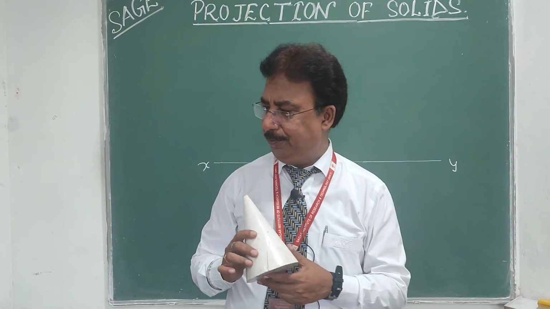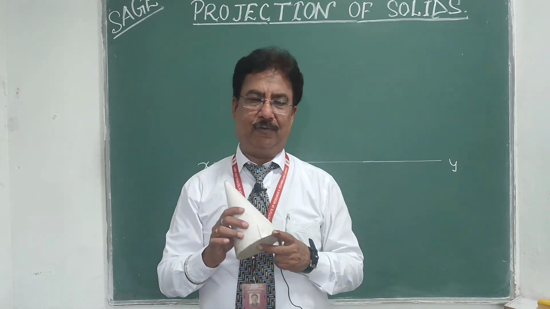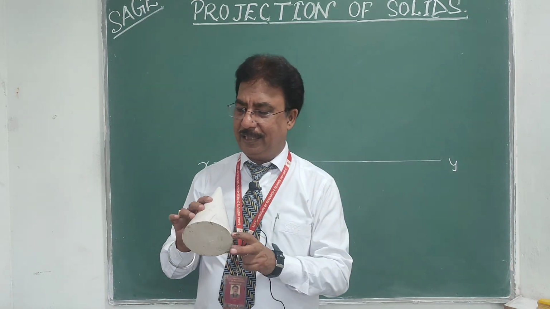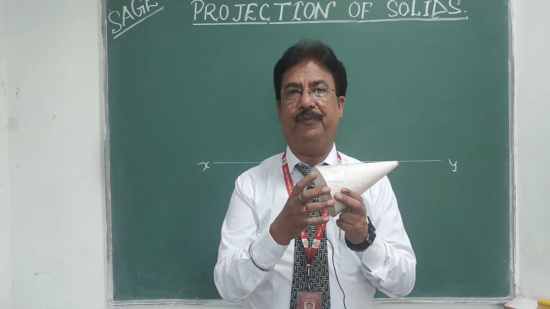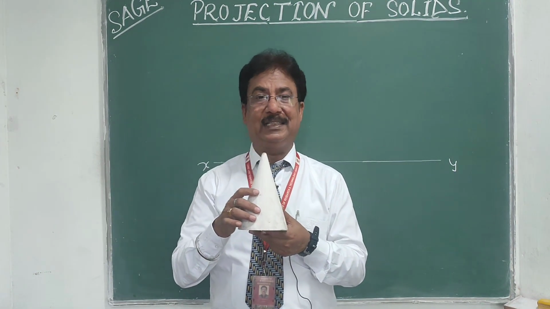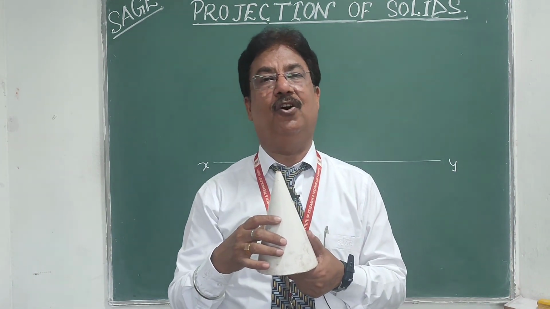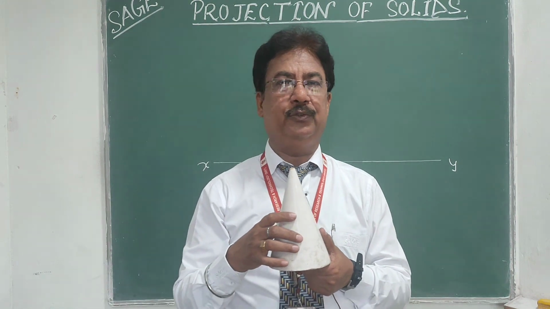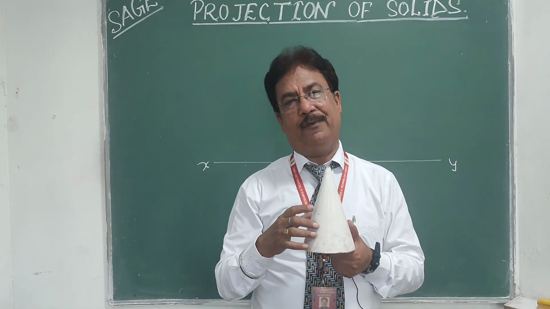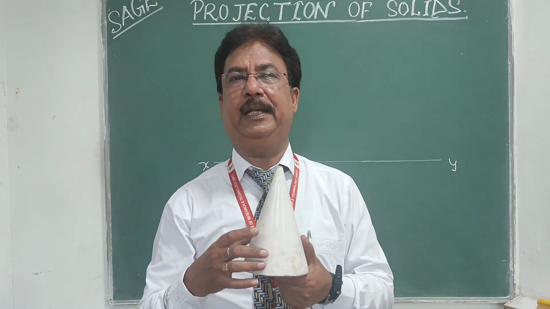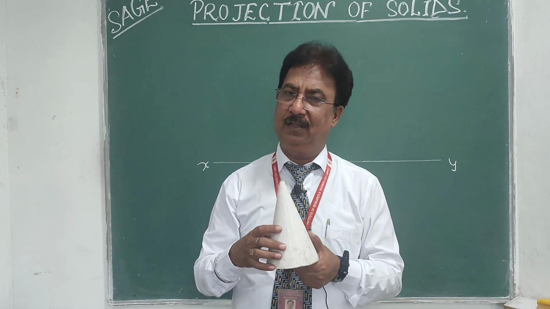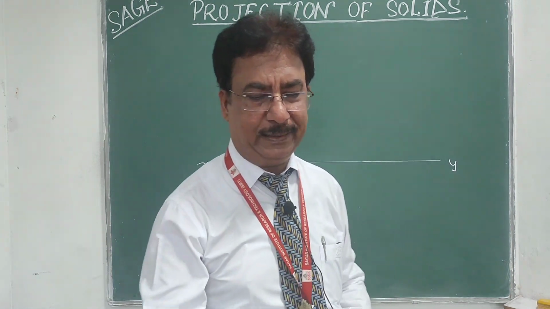So I am taking one problem of this right circular cone. The problem will be like this. There will be a right circular cone of diameter 50 mm and axis 60 mm long. It is resting on one of its generators on the ground, or you can say on the horizontal plane. Whenever the generator is on the HP, it means the axis will be inclined to HP, and that is parallel to the VP. So the problem will be like this.